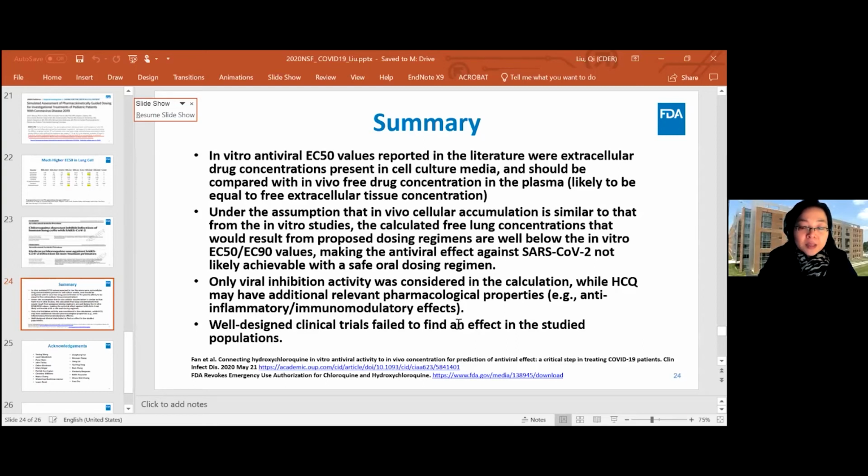And the necessary step to this process is translating in vitro antiviral activity to appropriate clinical dosing regimen. This step is complex and multifactorial, but essential to finding the right product administered at the right doses to the right patients at the right time for successful treatment of COVID-19.